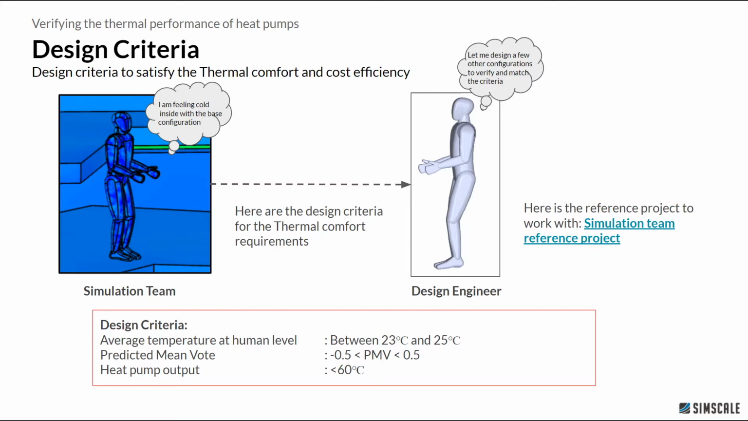In this case, the simulation team is giving the design engineer three different kinds of criteria. The average temperature at the human level should be between 23 degrees Celsius and 25 degrees Celsius. Also, the thermal comfort parameter, predicted mean vote, at this height or level should be between minus 0.5 and 0.5, so that the occupants will be thermally comfortable. The simulation team is also putting a constraint on the heat pump output. They want the heat pump output to be less than 60 degrees Celsius. This is to make sure the heat pump is working at higher efficiency.